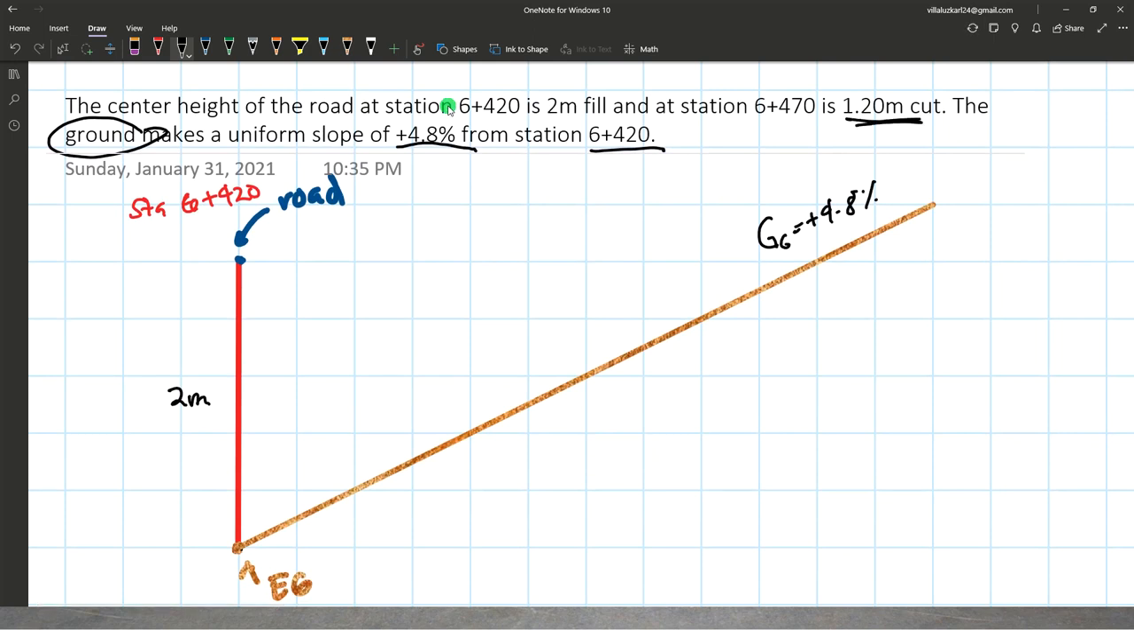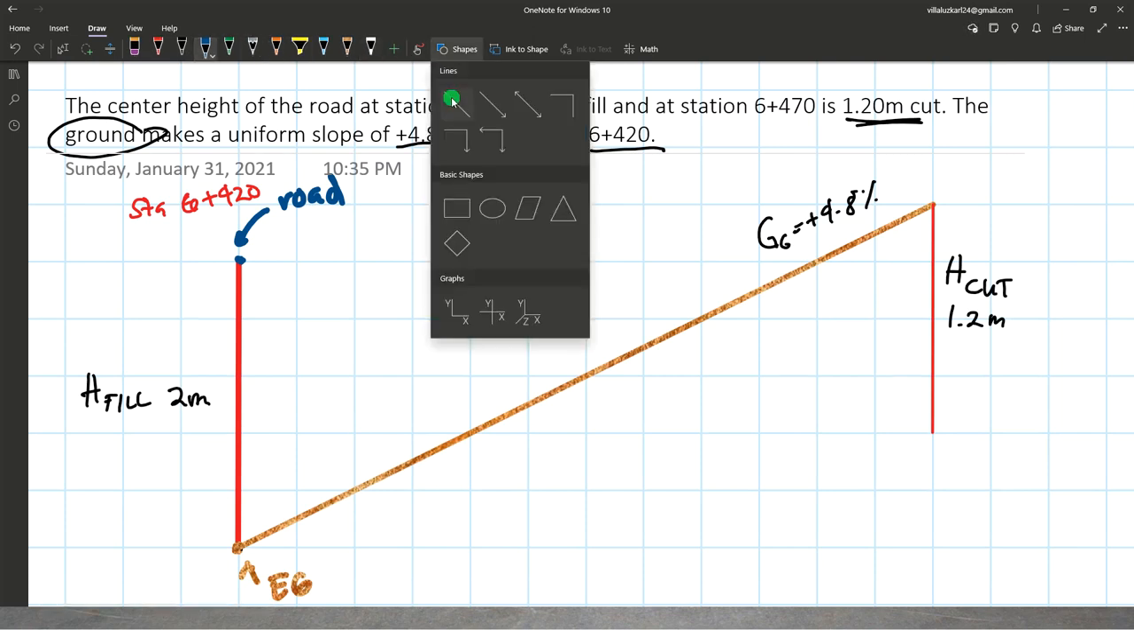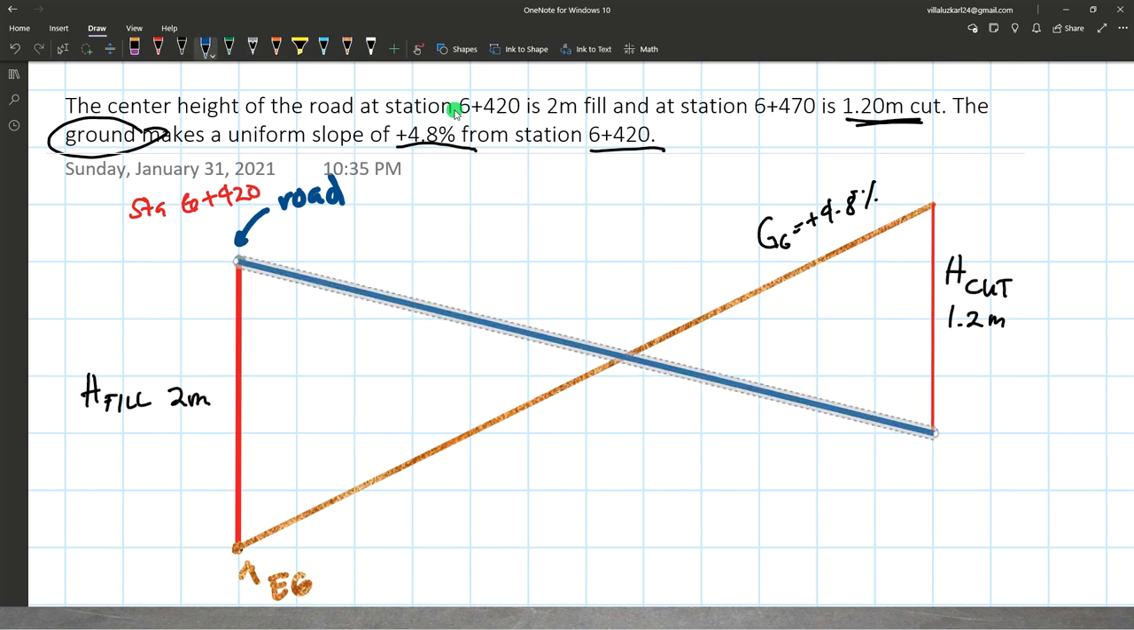From that, you can now draw the 1.2 meter cut. Since it is a cut, the existing ground is above, and your proposed roadway is underneath. Say our roadway is 1.2 meters cut below, right here. This is the cut, and this is the fill. Now we can draw the roadway. This is your roadway.